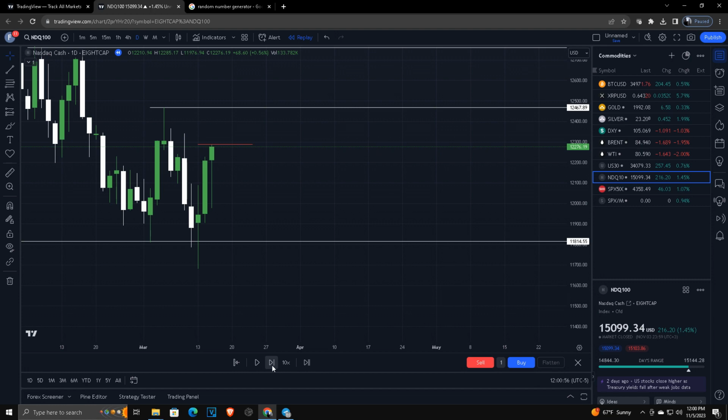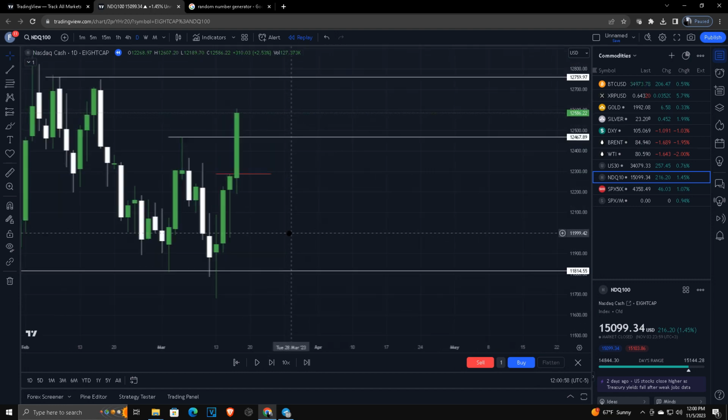So let's see here, we get one more day. Okay, we go long again. We broke this swing point. This is a swing point because we have a high, a higher high, and then a lower high. This was our swing point here.